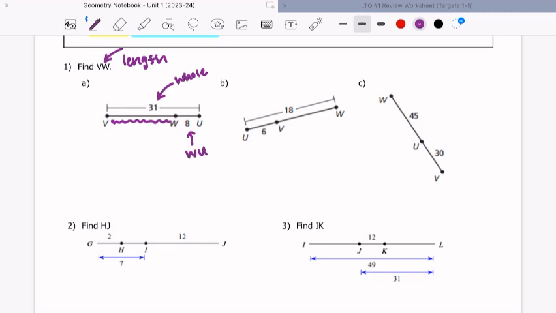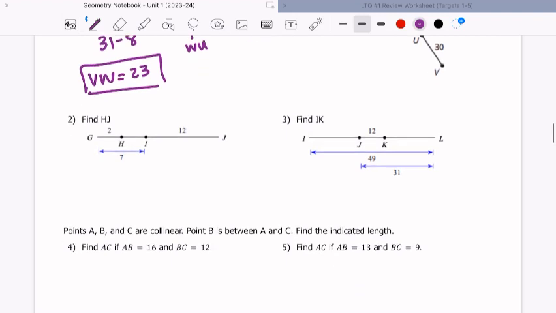So if I wanted to go ahead and find the length of VW, well, I'm just going to take the whole and I'm going to minus the part that I know. So I'm going to take 31 and I'm going to subtract 8, okay? You might be thinking to yourself, what's 31 minus 8? I personally think it's 23, so I'm going to say that VW is equal to 23. And if you disagree, please let me or your teacher know, okay? Couple other examples. I encourage you to try them, but we'll finish those together in class later.